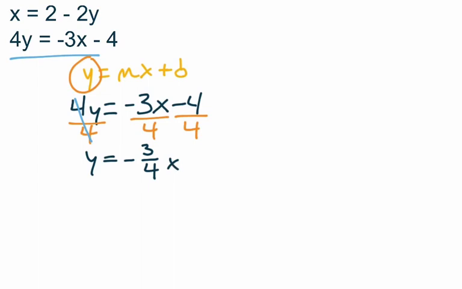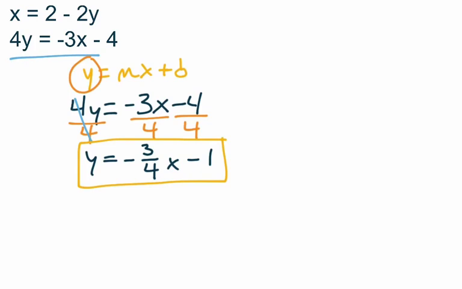And then we have to do this right here. Negative 4 divided by 4, negative divided by a positive is going to stay negative. So 4 divided by 4 would be 1. Negative 4 divided by 4 is negative 1. So that gets us here, and we've successfully converted the second equation into y equals mx plus b: y equals negative 3/4 x minus 1. Cool. All right, let's do this first one.